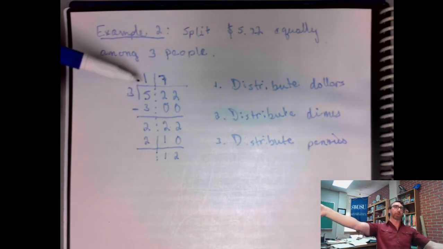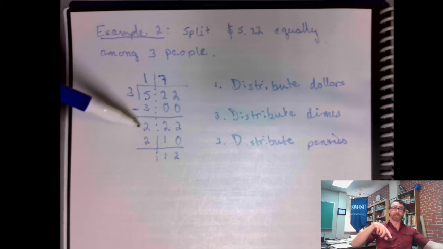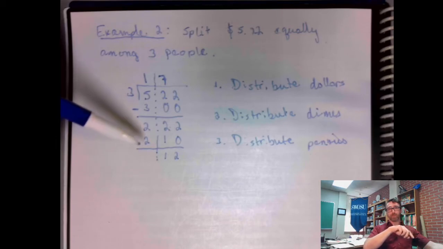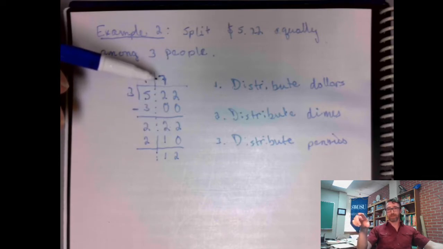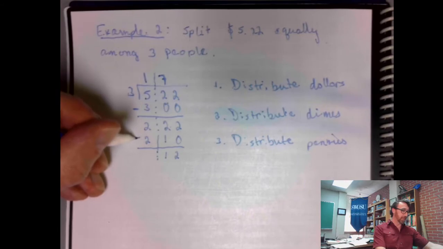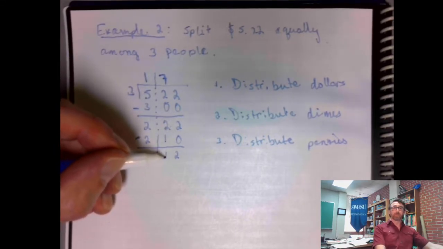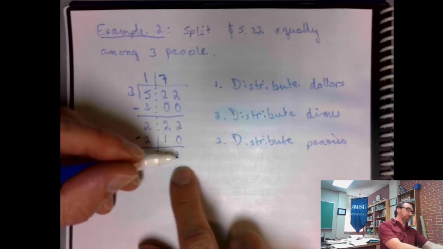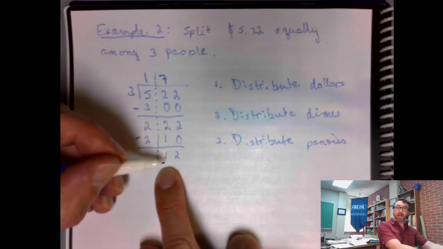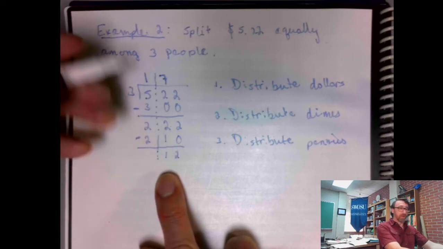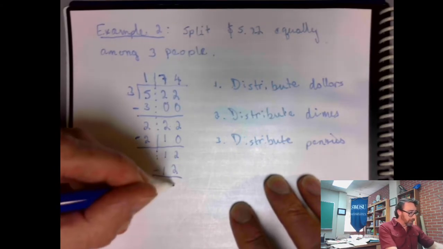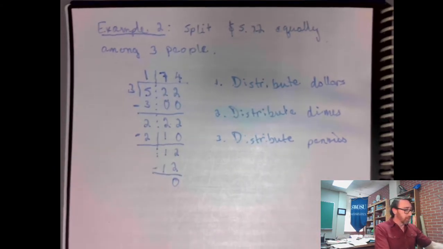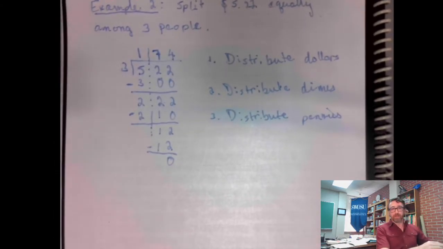Each person got $1. That leaves us with $2.22 left to distribute. We convert the $2 to 22 dimes. We distribute those. Each person can get 7. That means we've distributed $2.10 worth of dimes, which leaves us with 12 cents. Now, of course, you have to change that dime for 10 pennies. So now you've got 12 pennies, and of course that means each person can get 4 pennies, and now we've distributed everything equally. Okay, so let's look at kind of the stages here.